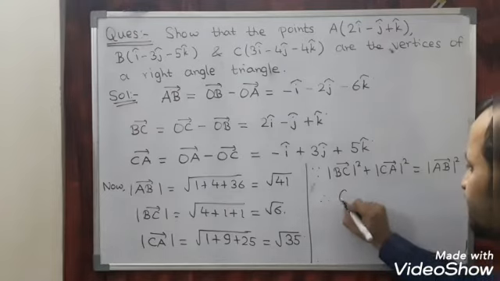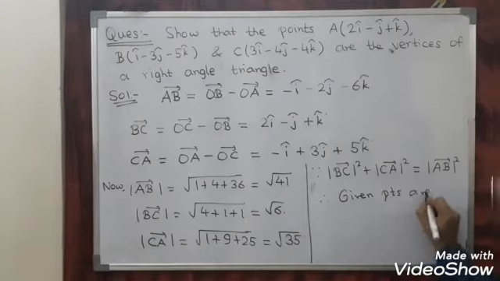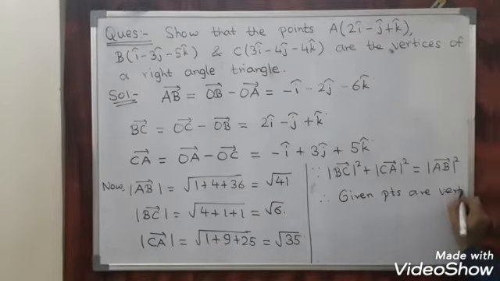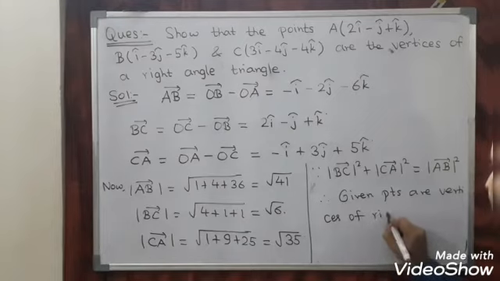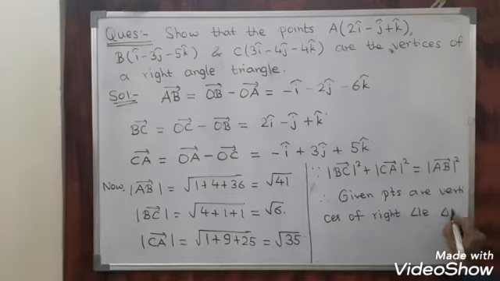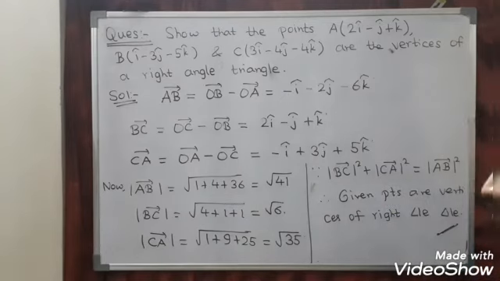therefore, given points are vertices of a right angle triangle. So the sum of squares of two sides is equal to the square of the third side. This is nothing but the Pythagoras theorem. So I hope the solution is clear.